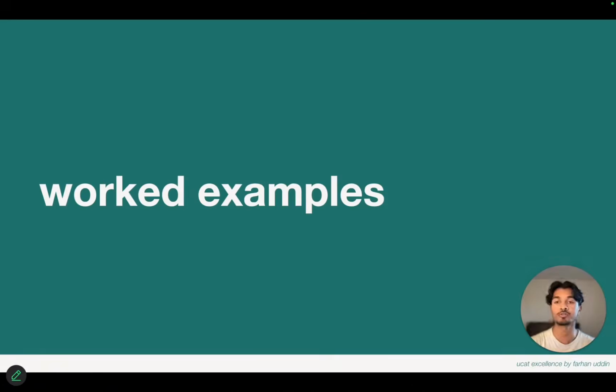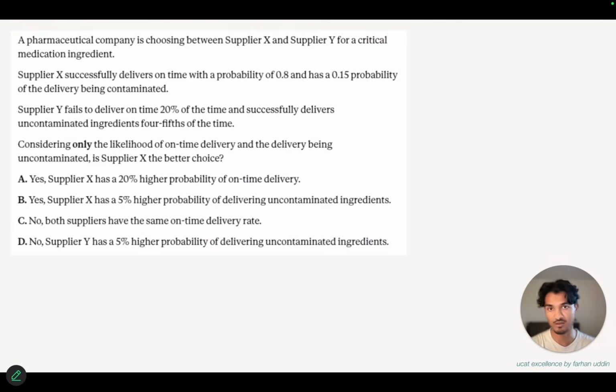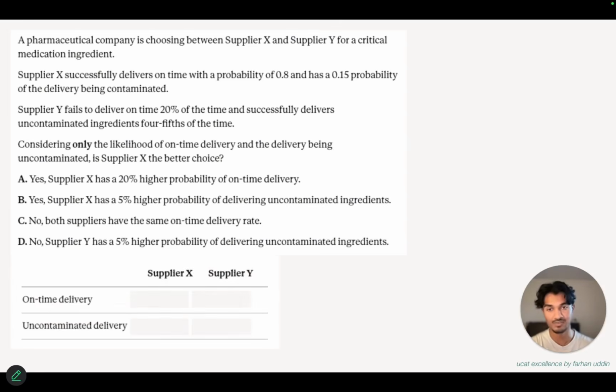So let's go through some worked examples, starting off with the one that we just saw. So feel free to pause the video now and try and implement the TFS method to help answer this question. So hopefully you've had a go at this question. Let's run through it together. So the first thing is T. Set up your table. This is what it's going to look like. So let's fill it out.